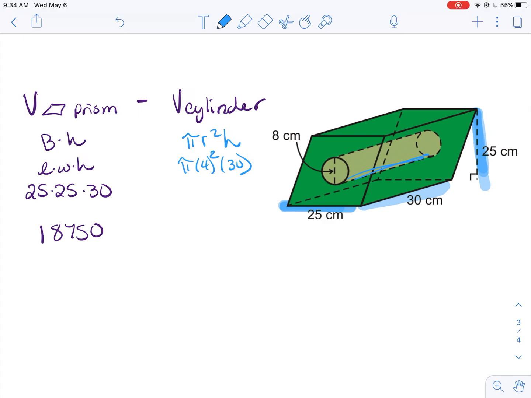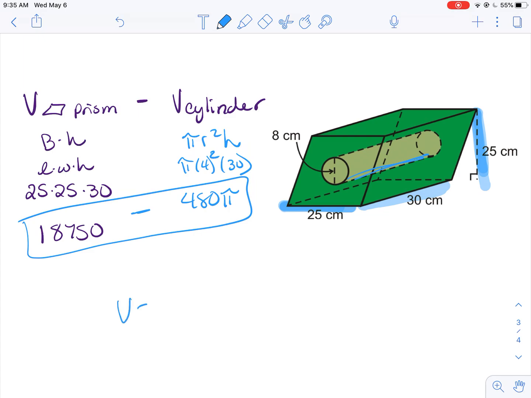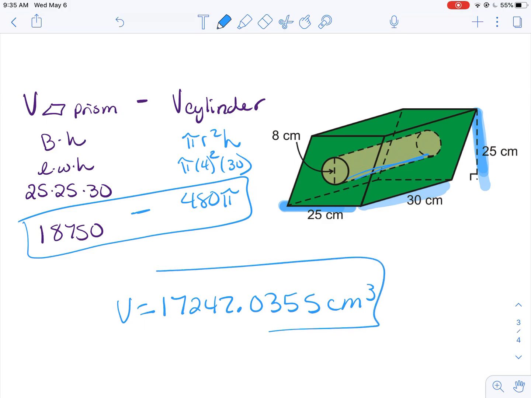Oh, whoops, that's squared. So 16 times 30 is 480 pi, and I want to subtract these two. So I take that 18,750 minus 480 pi, and this is going to give me a volume of 17,242.0355 cubic centimeters.